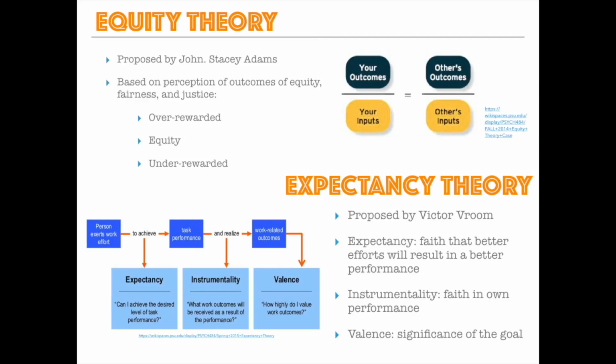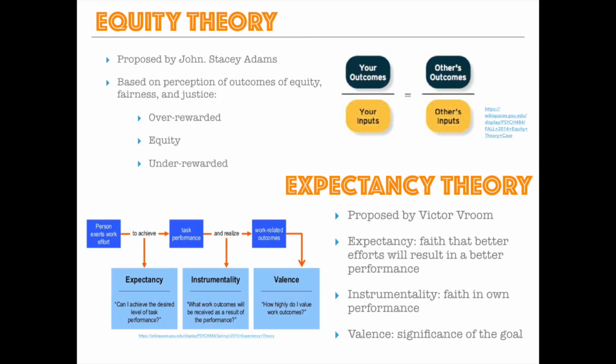The next theory is the expectancy theory, and this was proposed by Victor Vroom. This theory follows the format that a person exerts effort to achieve a task and realize a certain outcome. There are three factors that contribute to this process. The first, expectancy, which is the faith that better efforts will result in a better performance overall.